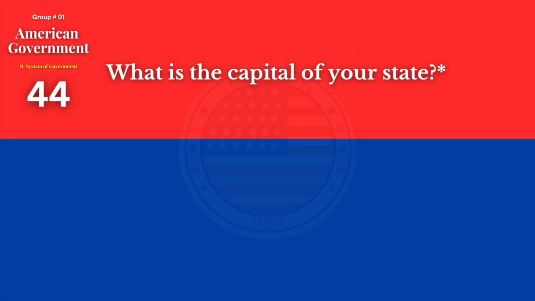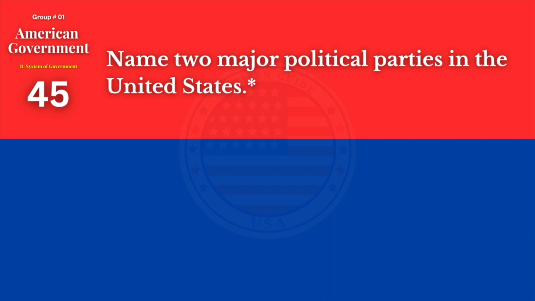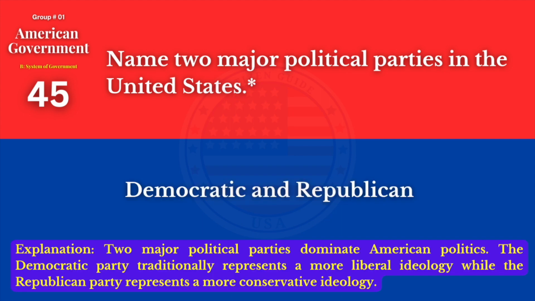What is the capital of your state? The answer will vary based on where the applicant lives. D.C. residents should answer that D.C. isn't a state and therefore doesn't have a capital. Residents of U.S. territories must name the capital of their territory. Name 2 major political parties in the United States. Democratic and Republican.